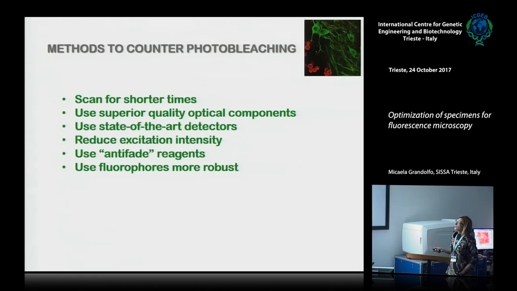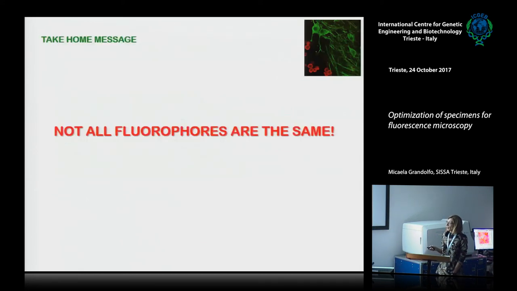Okay, so methods to counter photobleaching. They are almost obvious, but okay, we can just read this slide. Scan for shorter time, use whenever possible superior quality optical components and state-of-the-art detectors, reduce whenever possible excitation intensity, use anti-fade reagents, and use more robust fluorophores. Okay, so I hope to have convinced you that not all fluorophores are the same.